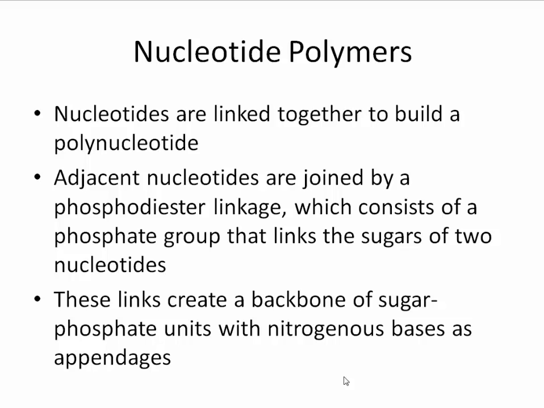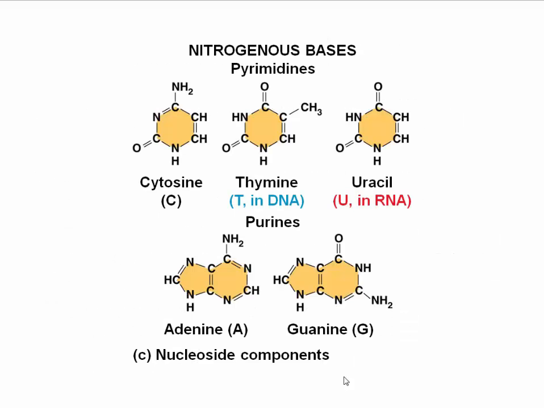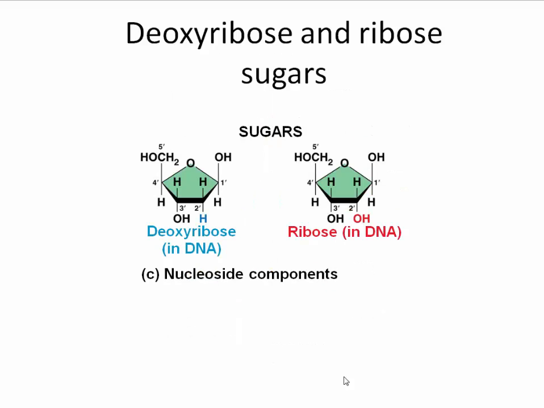So nucleotides are linked together to become a polynucleotide, and adjacent nucleotides are joined by phosphodiester linkages. So not ester, but phosphodiester, because there's a phosphate group which links the sugars of the two nucleotides. And this creates the backbone of the sugar phosphate units with the nitrogenous bases as appendages. Okay, so here again are the nitrogenous bases, and here are the sugars.